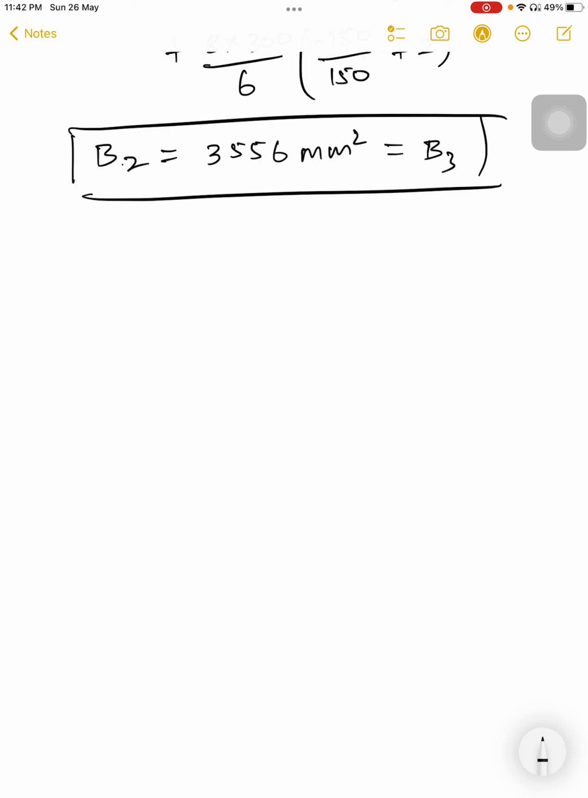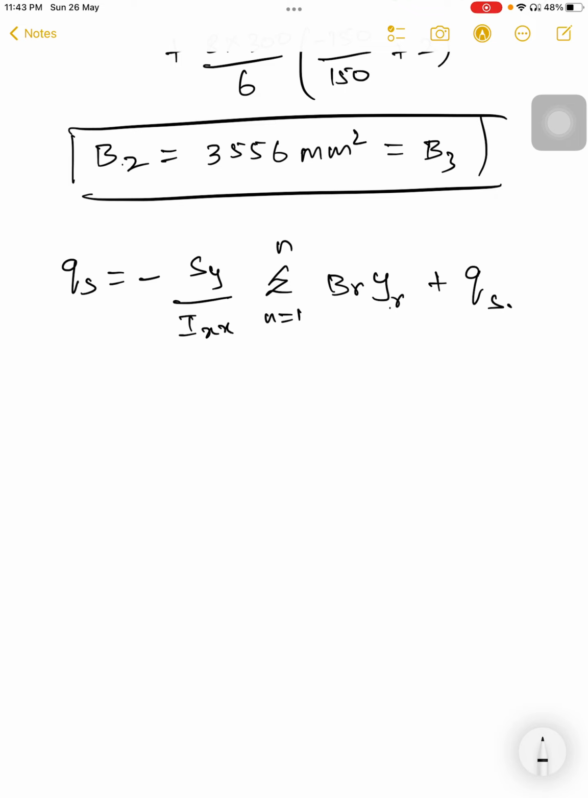It's a closed section, so the shear flow formula will be Qs equal to minus Sy divided by Ixx, summation of n equal to 1 to n, area, that is the boom's area, into the radial distance, plus Qs naught.